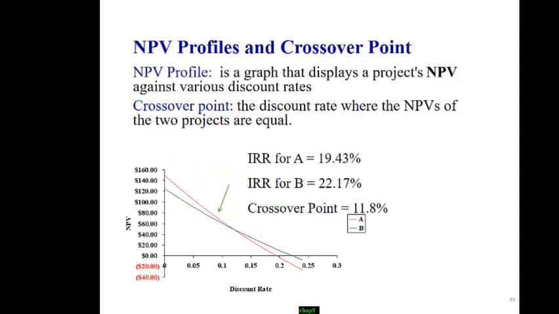Lastly, I want to show you a technique. This is the NPV profile, which displays the NPV of a project at different discount rates. As you see, each line is downward sloping. Now the two projects cross over at one point, which means this discount rate will make both have the same NPV. But how do I find this rate?